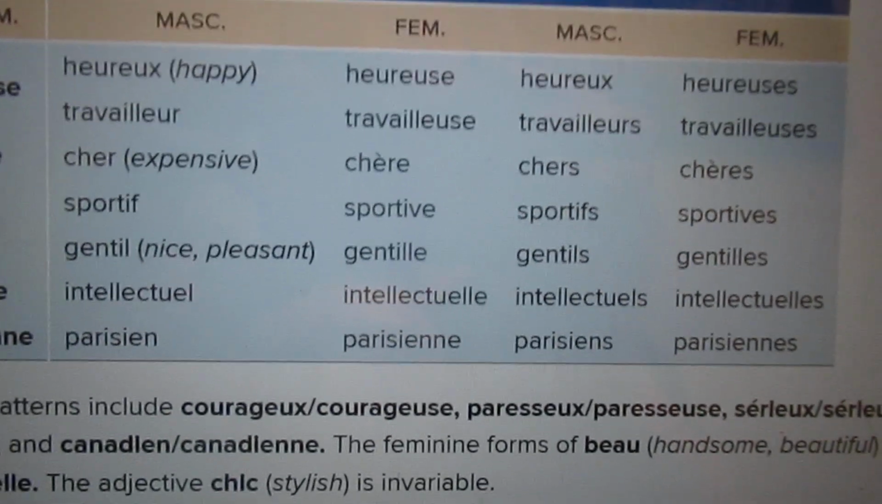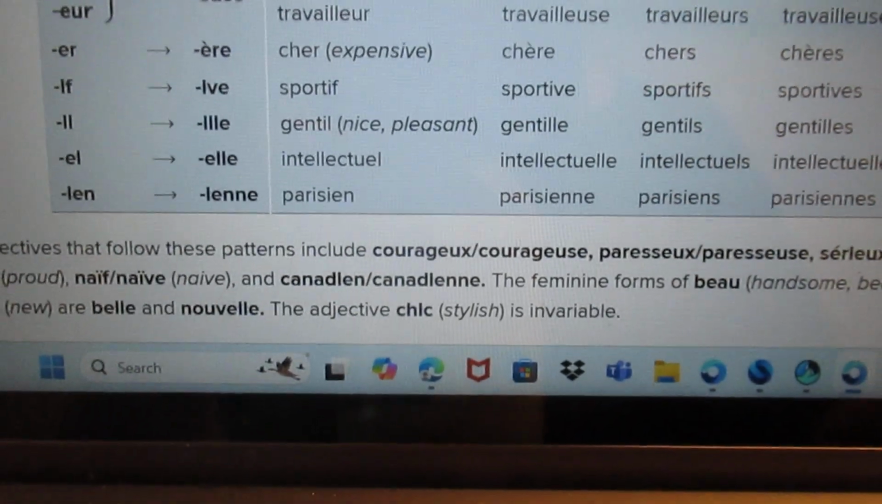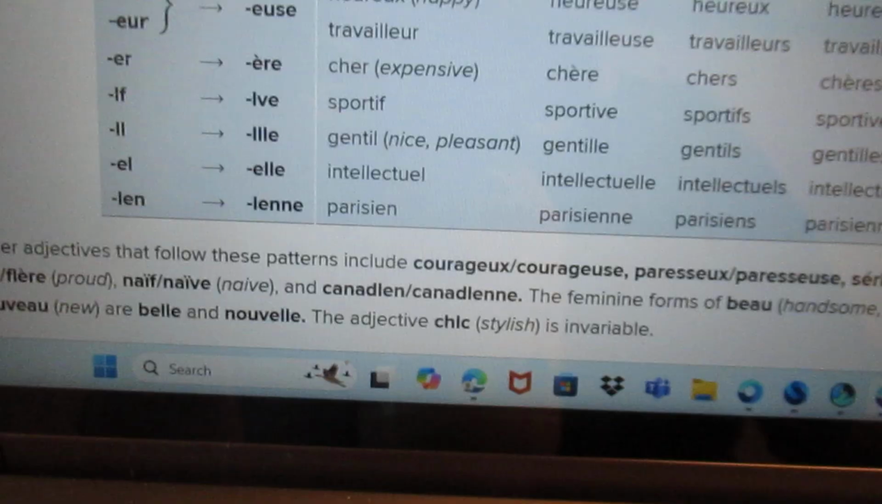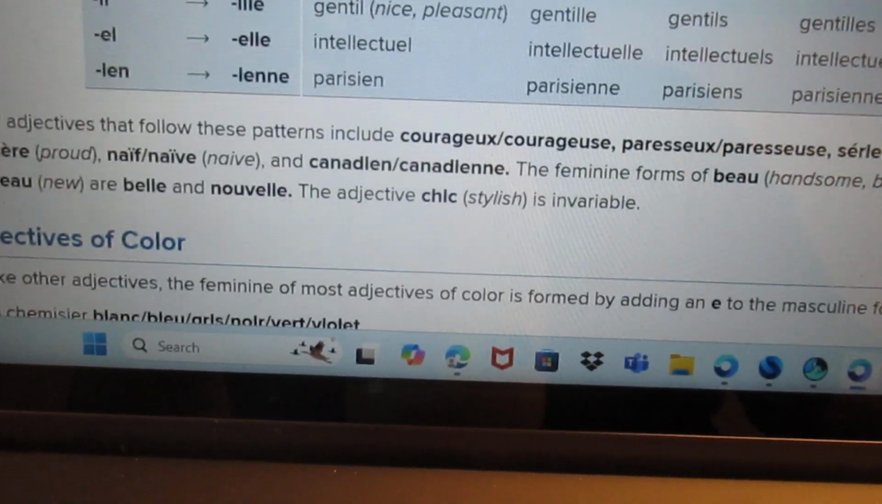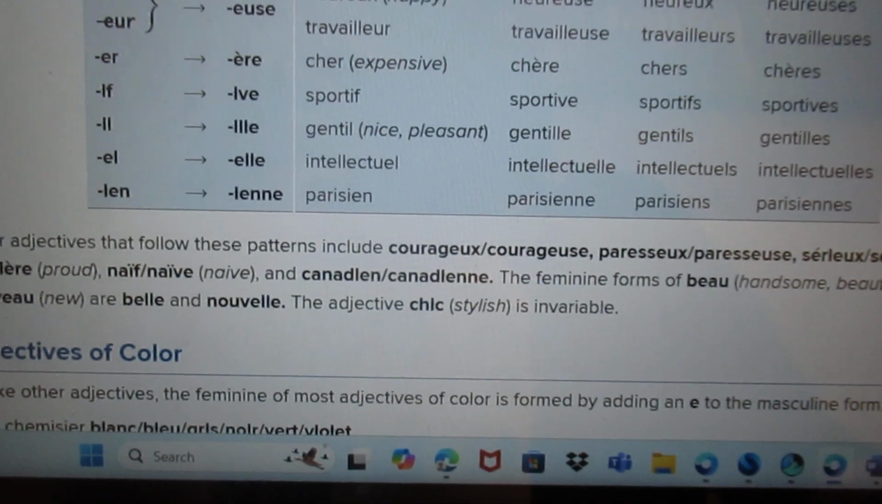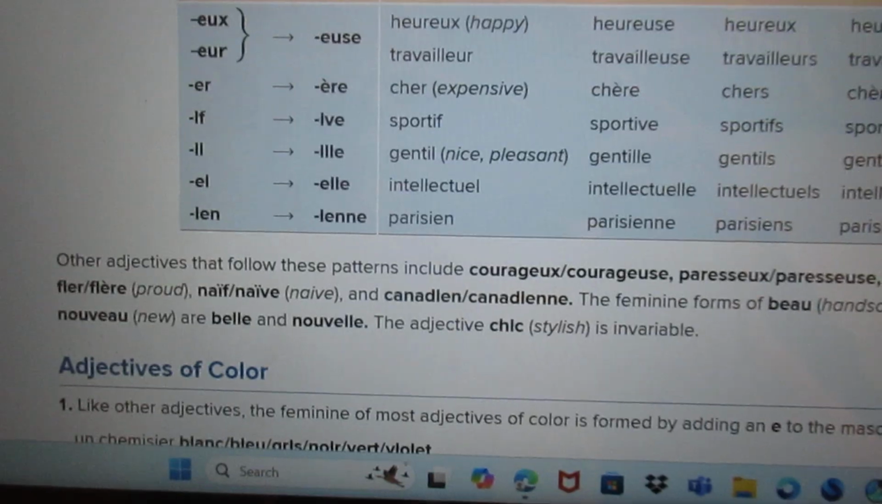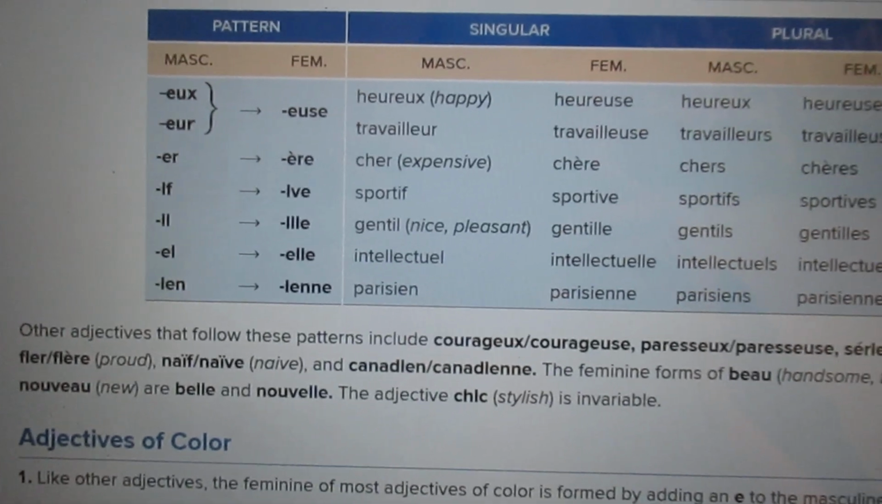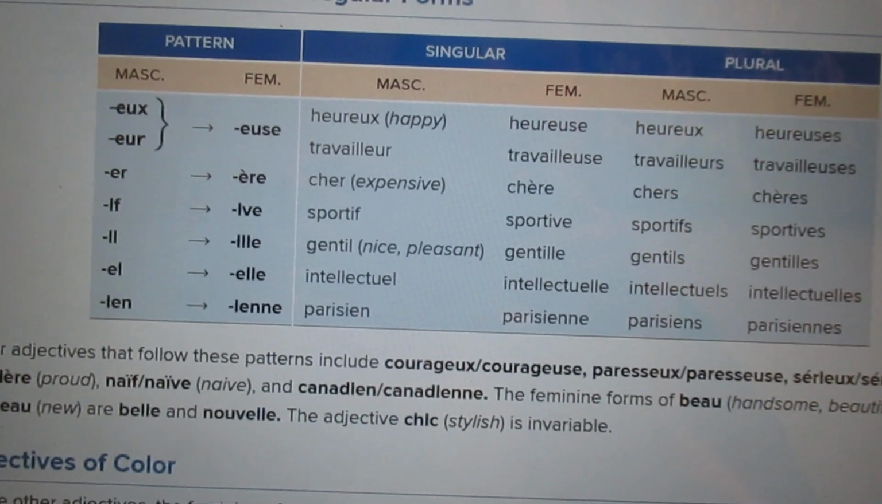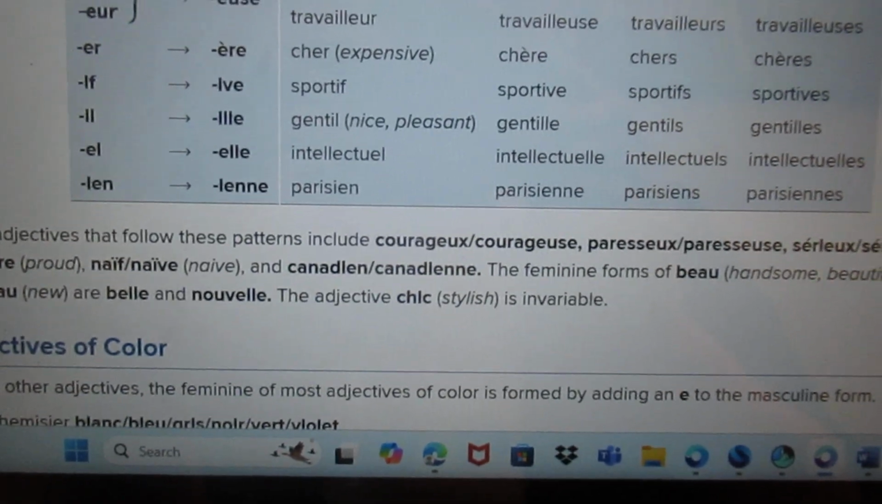And then, of course, they give you lots of good notes down here at the bottom, where you can see other words that are similar. Courageux, courageuse, paresseux, paresseuse, sérieux, sérieuse, right? Fier, fière, naïf, naïve, Canadien, Canadienne, Tunisien, Tunisienne. There's a lot of nationalities that have that.